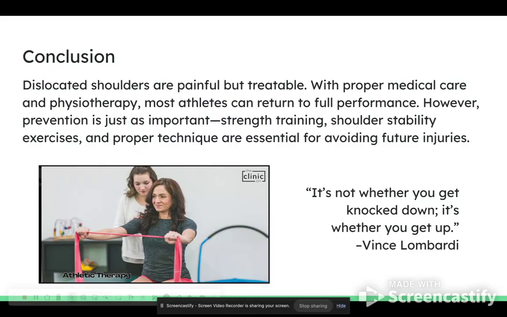In conclusion, to sum everything up, the shoulder is one of the most injury-prone joints due to its wide range of motion. While dislocated shoulders can be extremely painful, recovery is very possible with proper treatment and constant physiotherapy. By strengthening the muscles and protecting the joint, athletes can safely return to play and stay there.